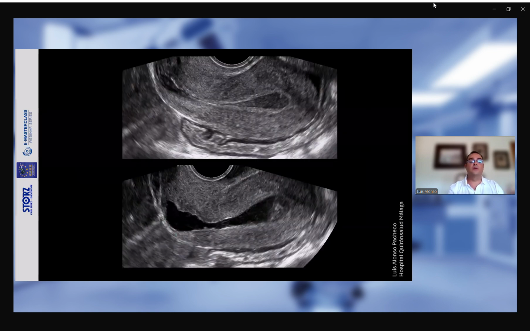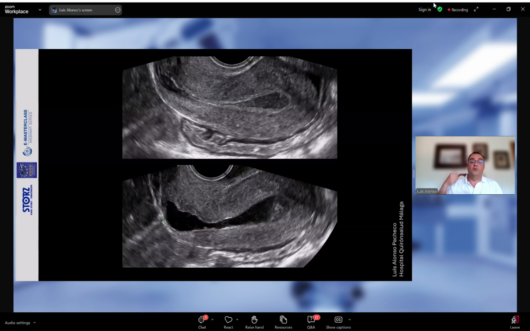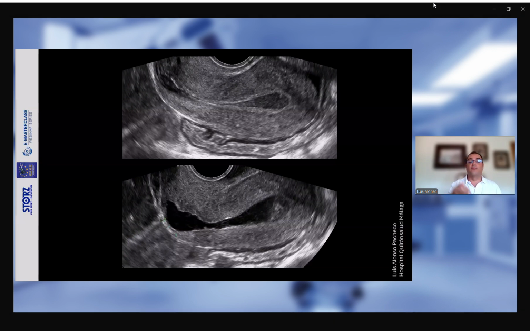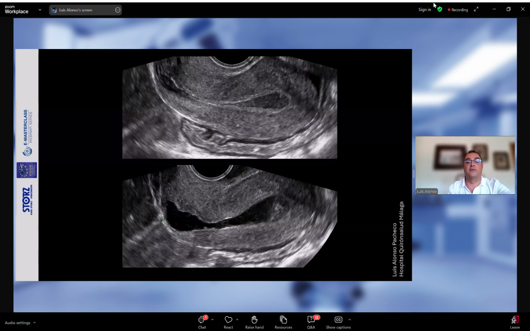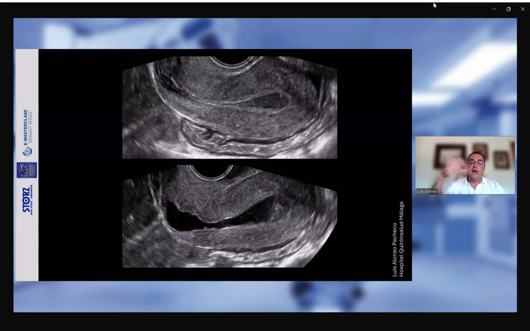phase, in which there is cervical mucus within the niche. Or if we can't see it properly, what we can do is to put some saline inside and perform a sonohysterography, as you can see. This is the same case after putting some saline inside.